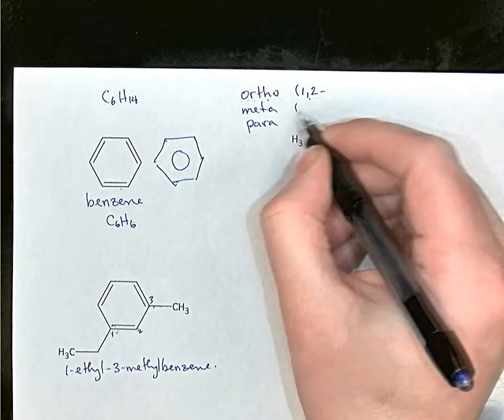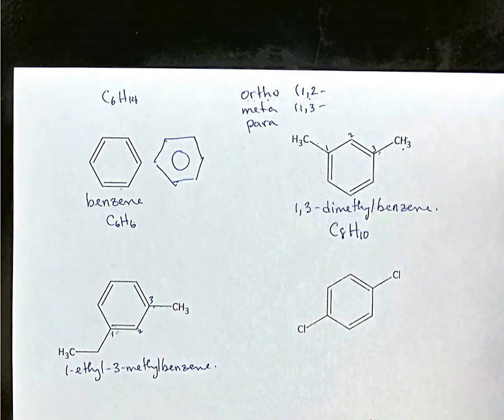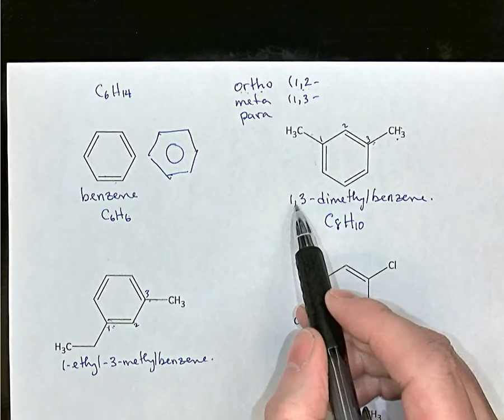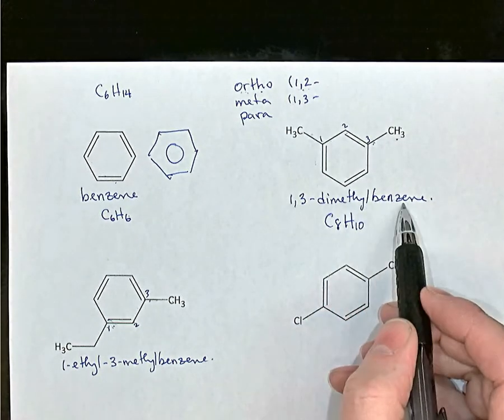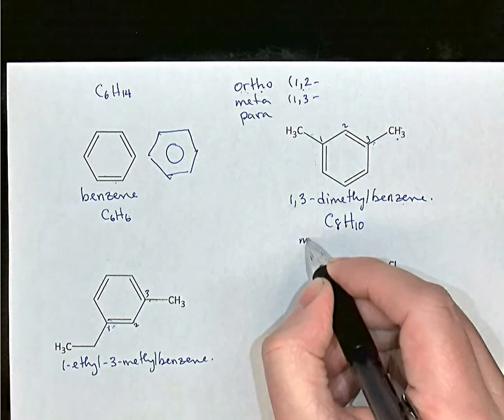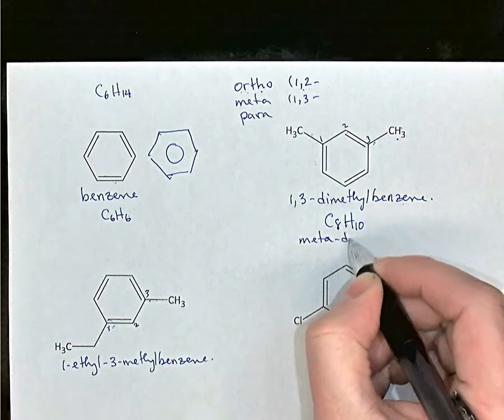If they're 1 carbon apart like this, carbon 1 and carbon 3 with a carbon in the middle, then you would say meta. So it'd be like 1,3. So in this case, instead of calling it 1,3-dimethylbenzene, we could have called this meta-dichlorobenzene.